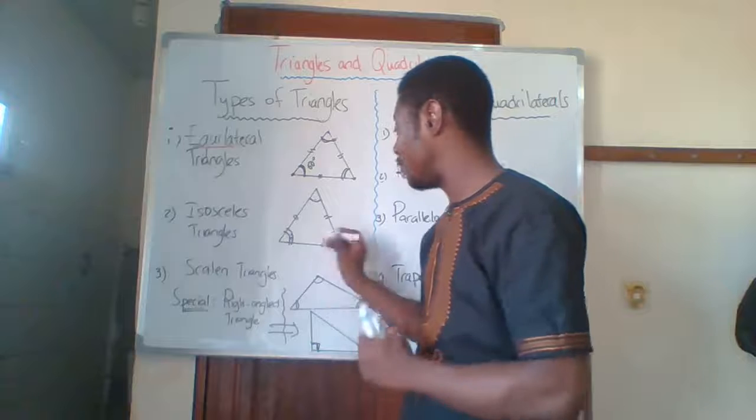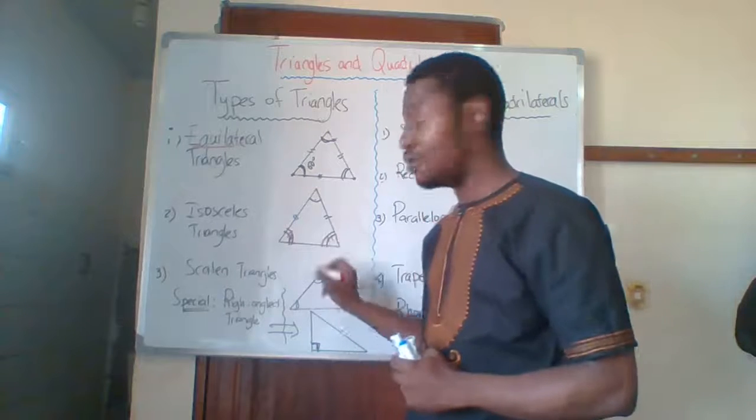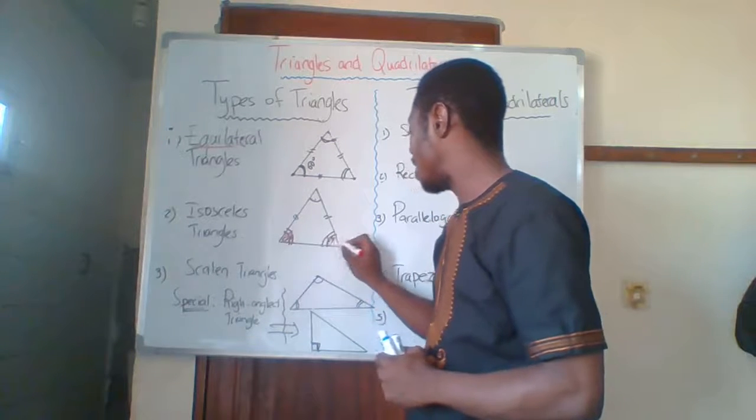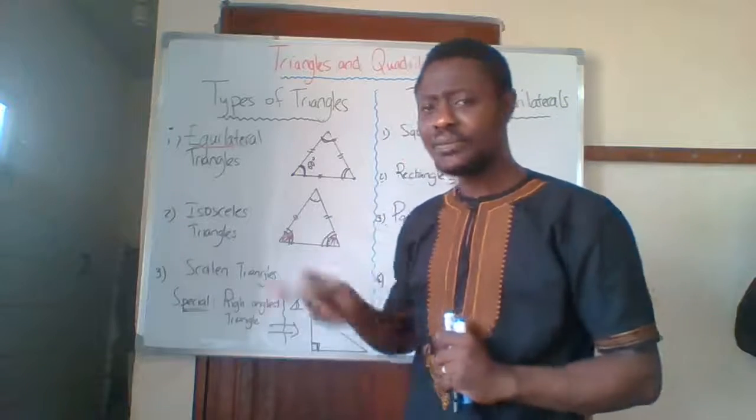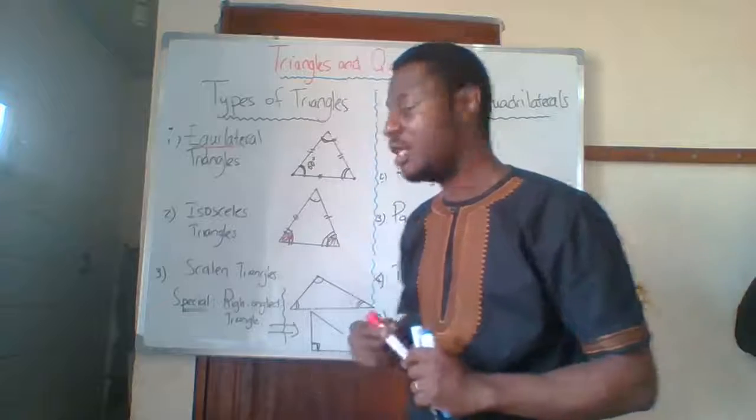And consequently, these two angles are also equal. This angle here and this angle there, they are also equal in size. That's an isosceles triangle.